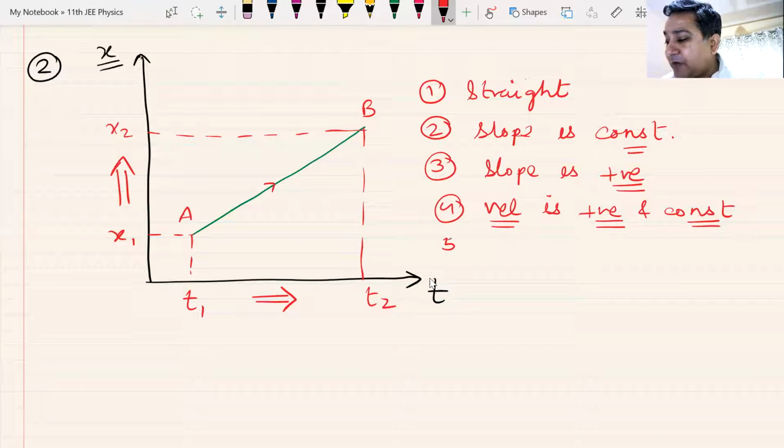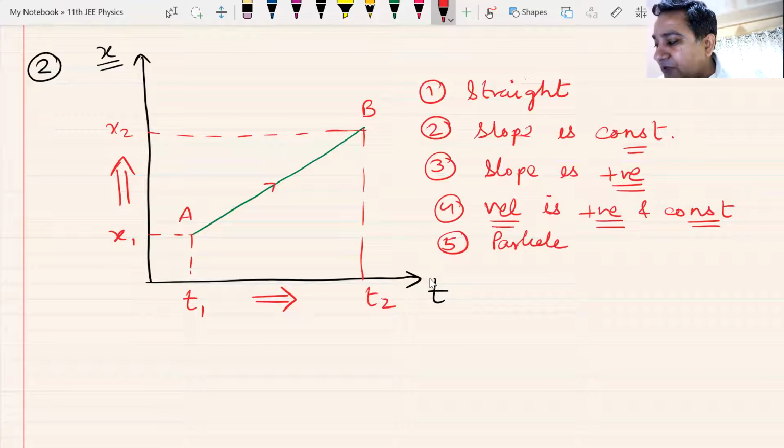Let us take the point number 5. Is the particle at rest? No, the particle is definitely moving. Position is changing. Particle is definitely moving. Particle is in motion, from A to B. I hope we can all understand this.